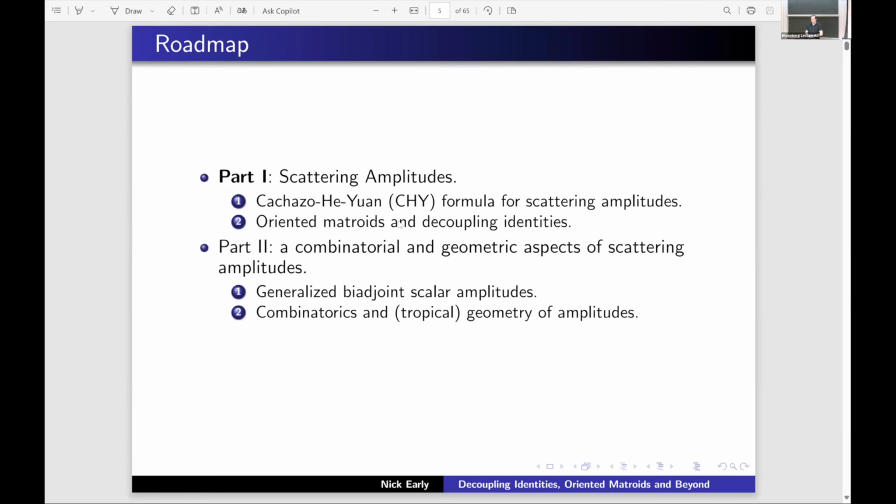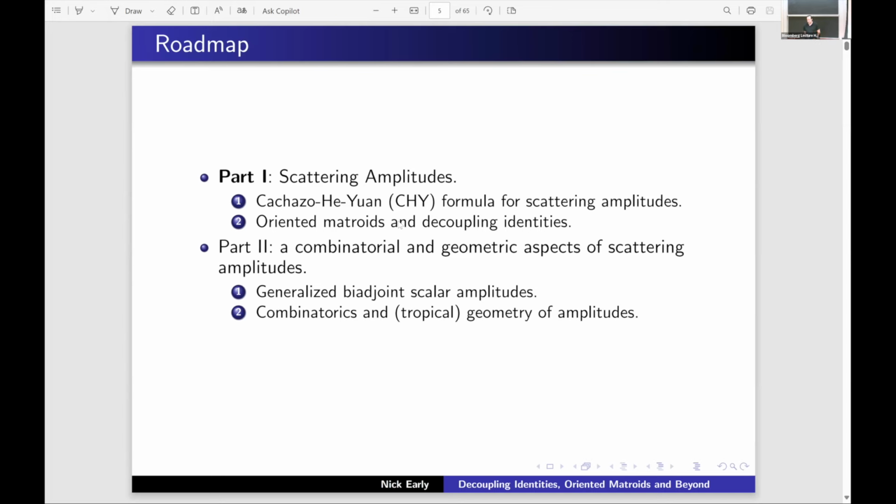Okay, so here's the roadmap for the talk. First, I'll recall the formalism due to Cachazo, He, and Yuan for scattering amplitudes. It's formulated on the moduli space M0n as a kind of multivariate residue. Then I'll talk about how oriented matroids formalize the notion of decoupling identities, which occur in gauge theory. You have a notion of color.